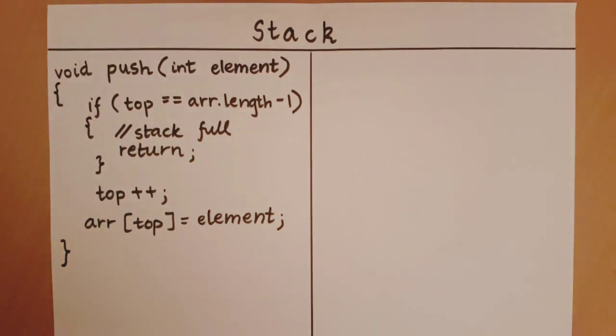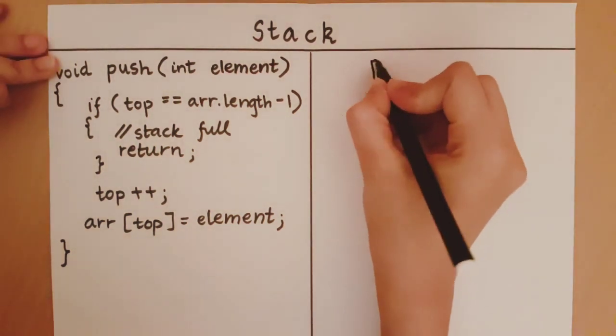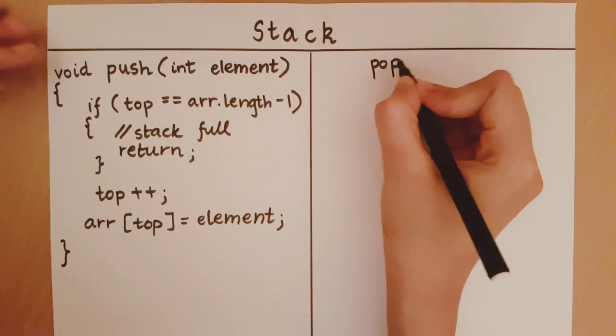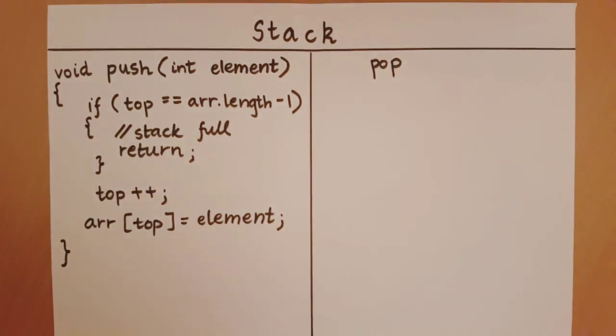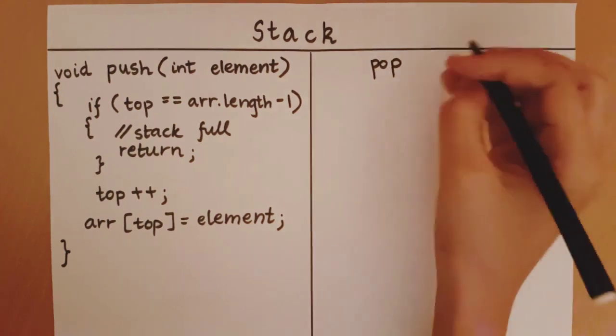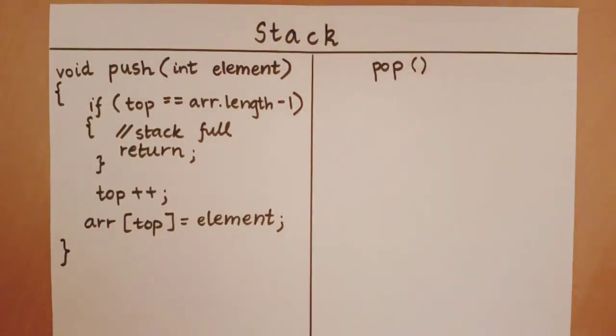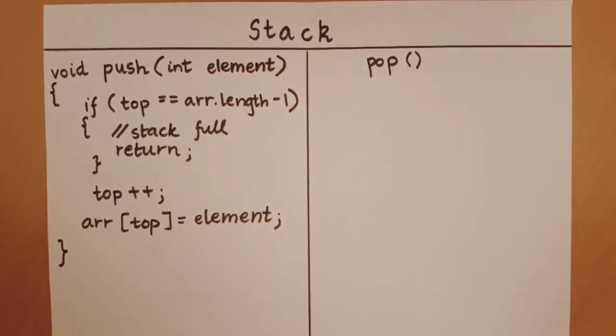Now we have to come to the pop function or the deletion function. When we delete an element from the stack, we don't need to accept anything from the user. So there will be no parameters. However, there will be a return type because we are going to return whatever we are going to delete from the stack. So we are going to remove the element from the stack and we are going to give that element back to the user.